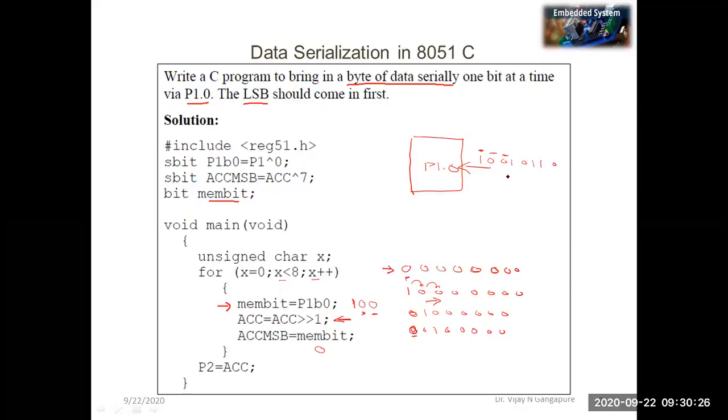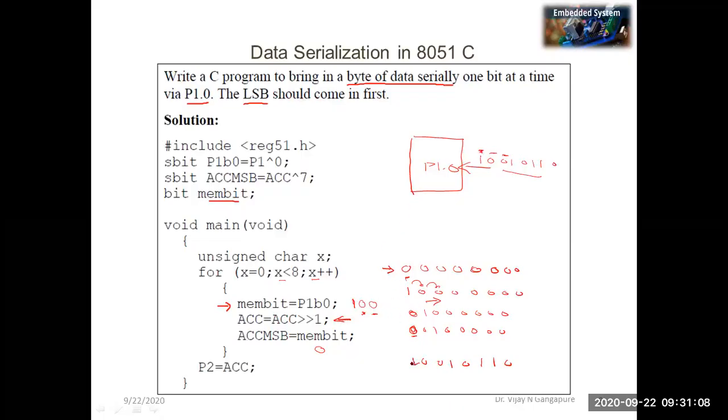In this way all these 8 bits, which are being inputted serially to this pin number 0 of port 1, will get stored in the accumulator. Means after this loop is repeated 8 times, these 8 bits are available in the accumulator like this: 1 0 0 1 0 1 1 0. And we are shifting towards the right because the LSB is being inputted first. So this is the LSB actually.